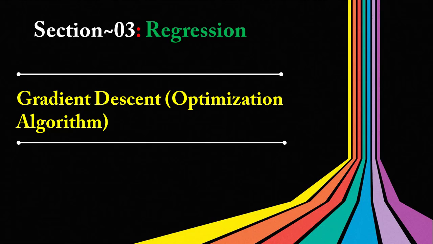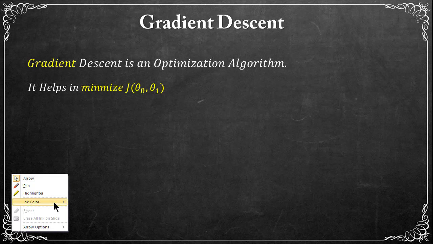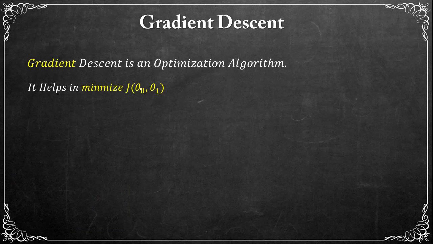So first of all, what is gradient descent? Gradient descent is an optimization algorithm which optimizes our parameters, or theta values. In short, it helps in minimizing our cost function, which is J of theta 0 and theta 1. Recall the previous video; in case you haven't seen it, the link will be in the description box below, so be sure to check it out.